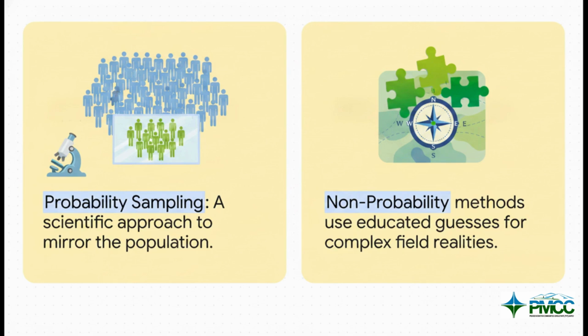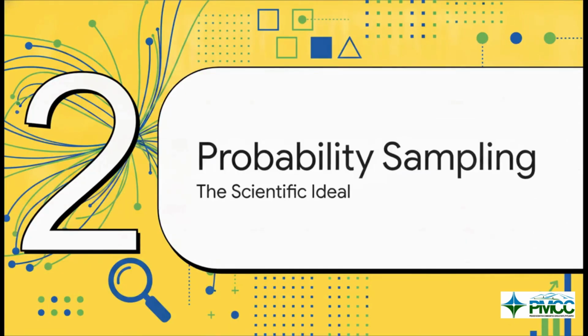But let's be real, on the other side, we have non-probability sampling. While that scientific approach is ideal, it just isn't always possible. Non-probability sampling relies on educated guesses and strategic selections. It's the practical, problem-solving approach we use for complex MEAL scenarios where creating that perfect mirror image is, well, simply impossible due to the messy realities of the field. Moving right along to Section 2, Understanding Probability Sampling, the Scientific Ideal.